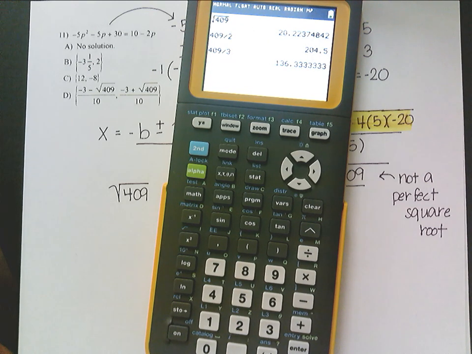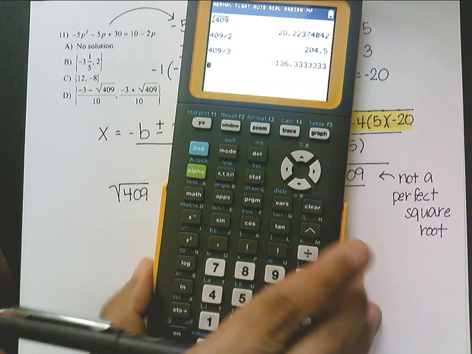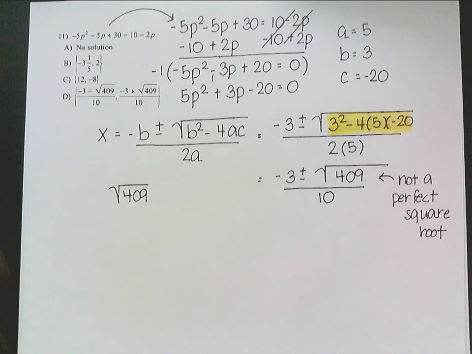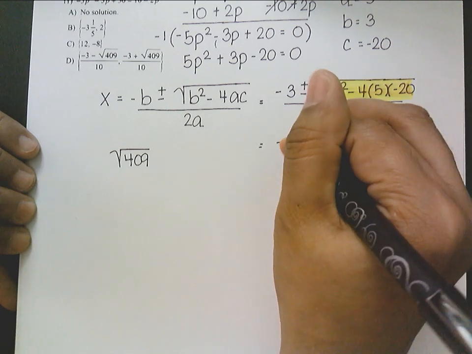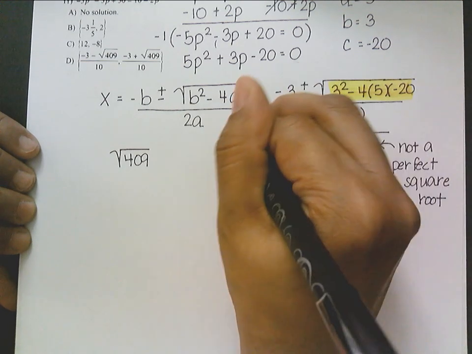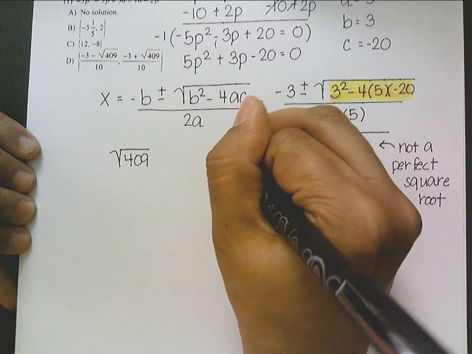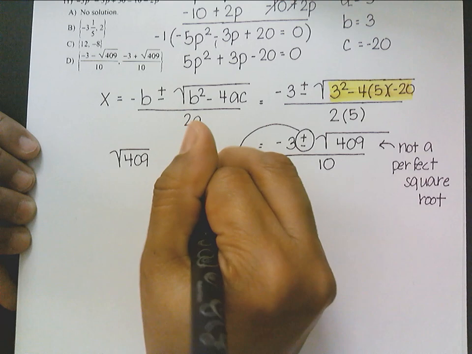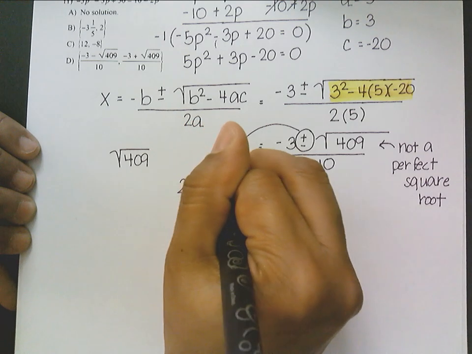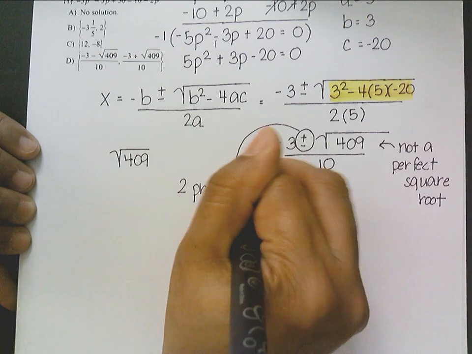So in reality, you can no longer reduce 409. It has to stay as the square root of 409. I can't break it down anymore. I can't simplify the radical. And so therefore, the plus and minus is going to give me two problems. You actually had this one a little bit easier because you can't simplify that radical.